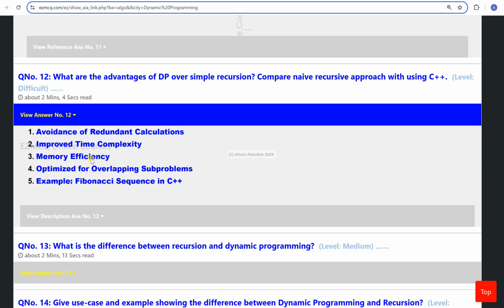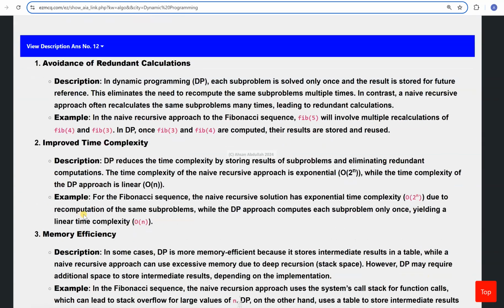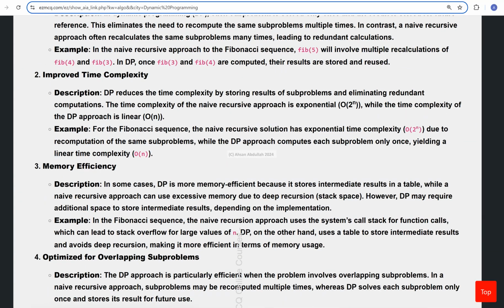Memory efficiency. Let's take a look at memory efficiency. In certain cases, dynamic programming is more memory efficient because it stores intermediate results in a table. While for recursion, the stack is full of repetitive work also. For example, in this Fibonacci sequence, the system's function calls can lead to stack overflow, using more memory than was assigned. But dynamic programming uses tables to store intermediate results and avoids deep recursion, because deep recursion places a lot of stuff on the stack.